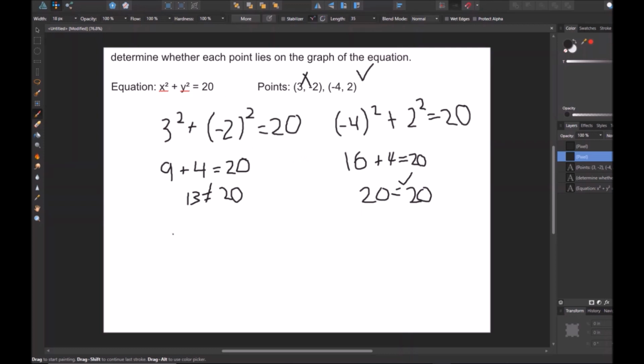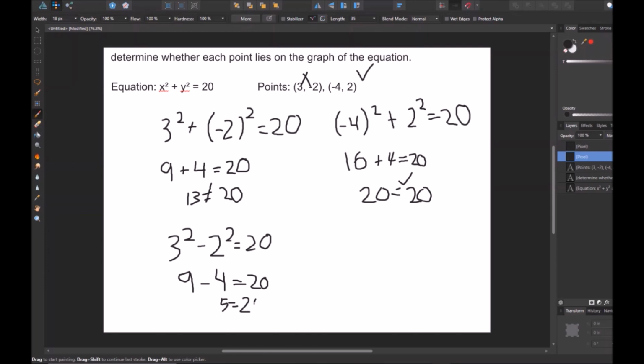Now, back to here, what would happen if we didn't use this parentheses? Well, we'd have 3 squared minus 2 squared equals 20. Let me write that better. So 3 squared is 9, and then we would have it minus, but because there's no parentheses, we wouldn't know that this minus is going to the 2. So we would just write 9 minus 4 equals 20, and we'd get 5 equals 20.